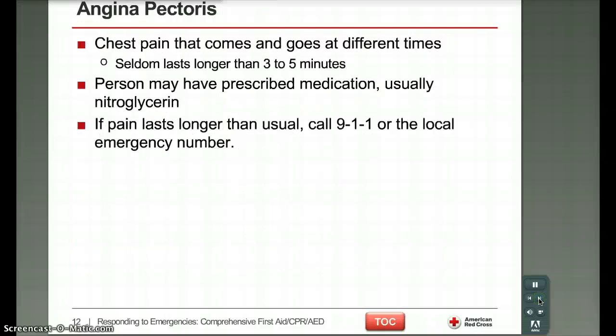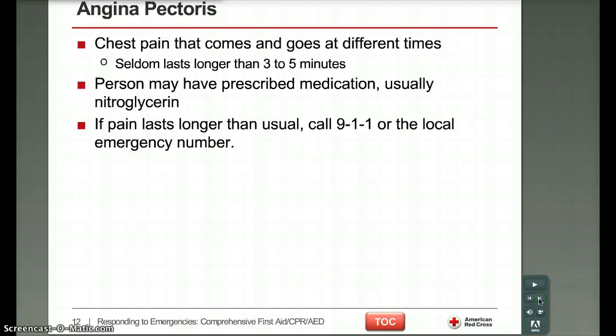Angina, this is chest pain that comes and goes at different times. Seldom it's going to last for more than 3 to 5 minutes. The person may have a prescription for nitroglycerin that can be in a pill form, a patch form, possibly even like a nasal spray. If the pain lasts longer than 3 to 5 minutes, we'd call 911 because potentially they're having a heart attack. Typically people with angina, they've had it for a long period of time. It's pain that kind of comes and goes.